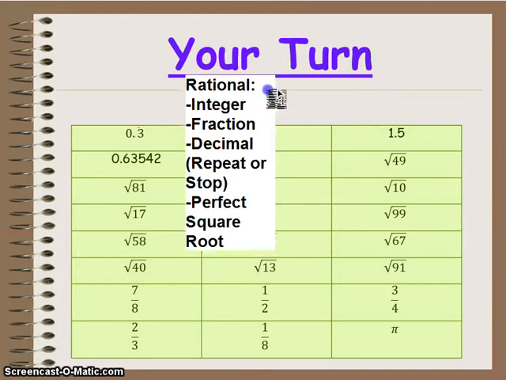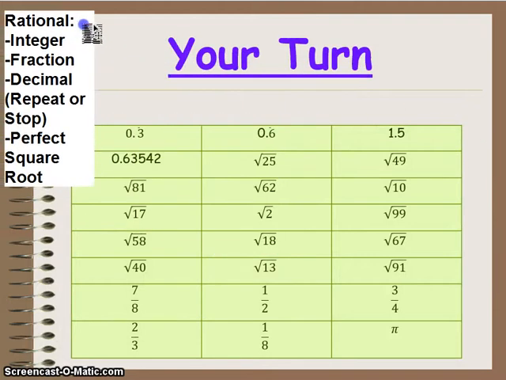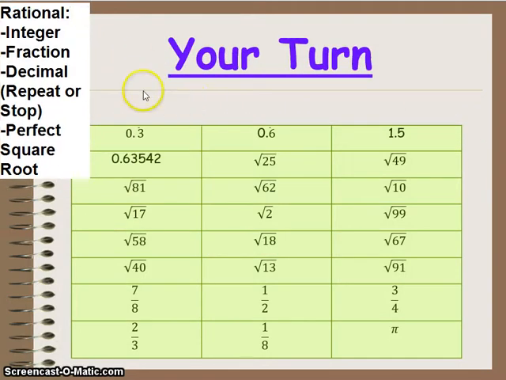Now, it'll be your turn tomorrow in class with your team to decide whether you think each of these is a rational or irrational number. So in your packet, take a moment, pause the video, decide if each one is rational or irrational. You can mark it by putting just an R for rational or an I for irrational.